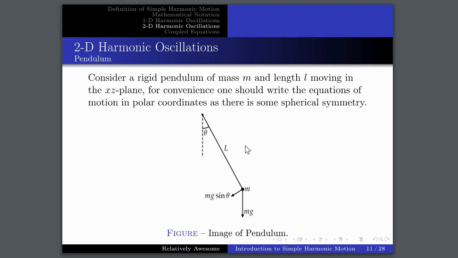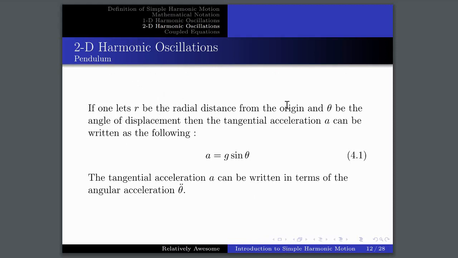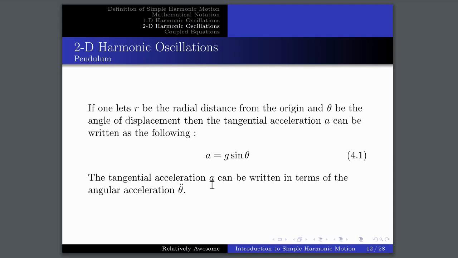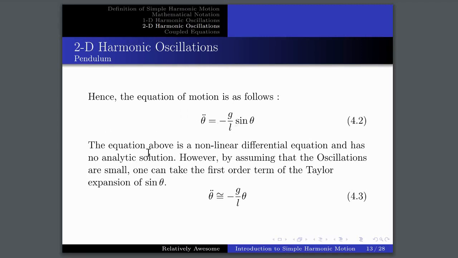For convenience, we should actually write the equation of motion of the system in spherical coordinates, or polar coordinates, sorry, because this system has a lot of spherical symmetry. If we let r be the radial distance from the origin and theta be the angular displacement, we know that the tangential acceleration is just g sine theta, as we see that this is a right angle triangle, and the x direction acceleration should be mg sine theta, and the z direction acceleration should be mg cosine theta. And by writing the tangential acceleration in terms of the angular acceleration, theta double dot, we obtain the following equation of motion. But note that this is a non-linear differential equation and has no analytic solution.